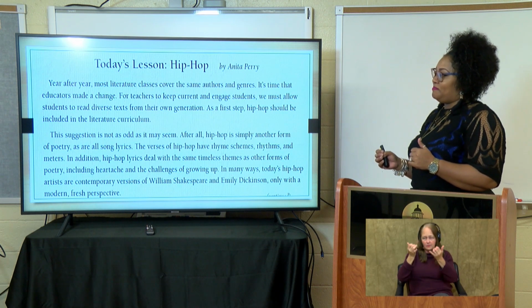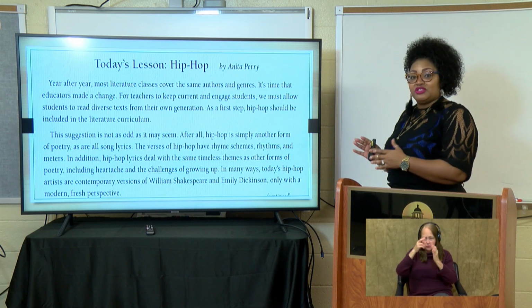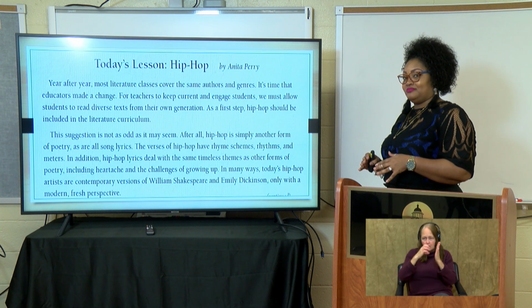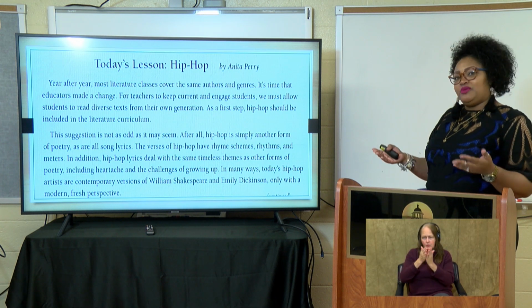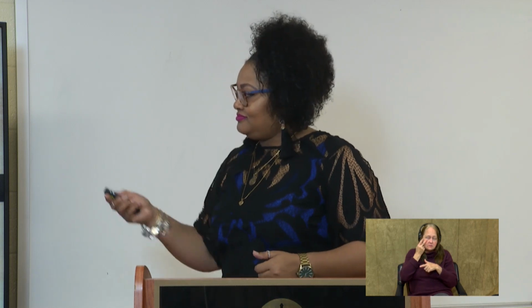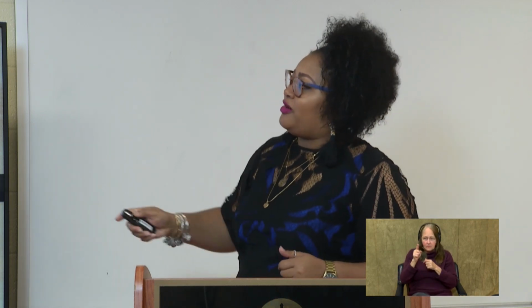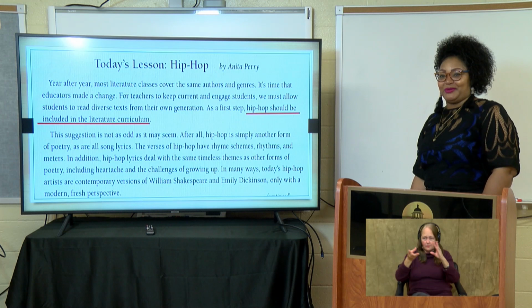Now, in reading these first 2 paragraphs of this article, what is the author's argument? Does she back it up with reasons and evidence? Let's find out. So if we look at the first paragraph, we got into the heart of the topic. Her argument is that hip hop should be included in the literature curriculum.